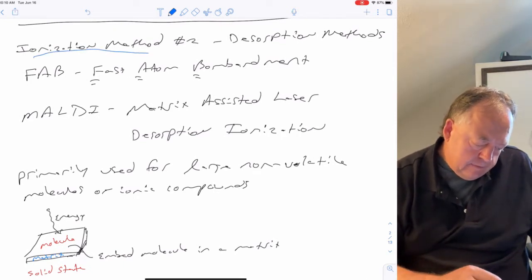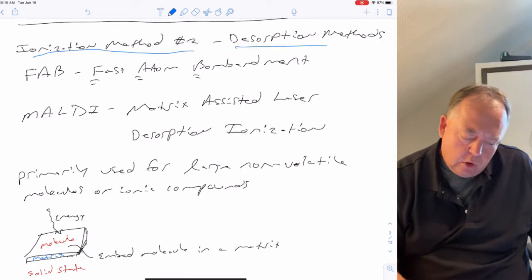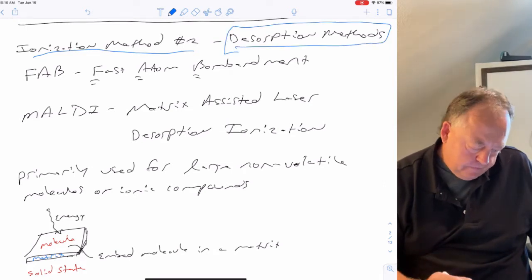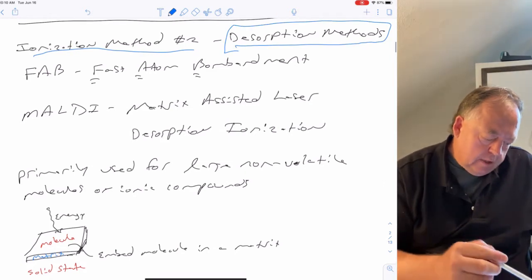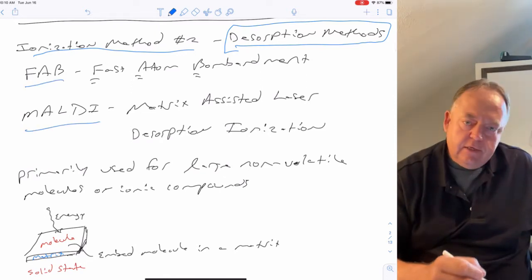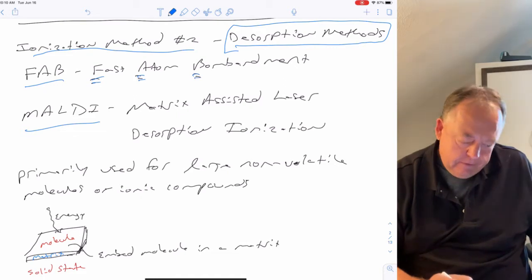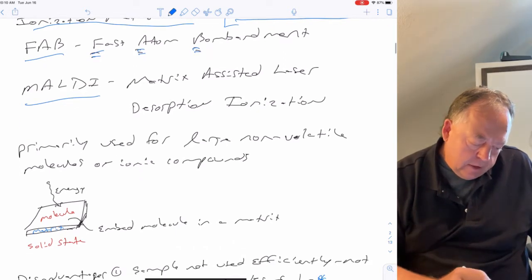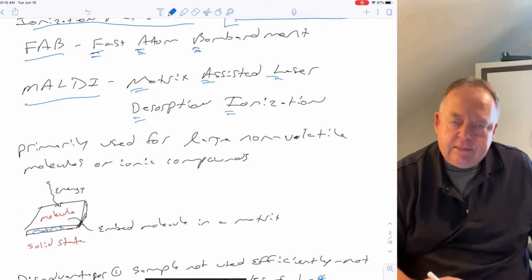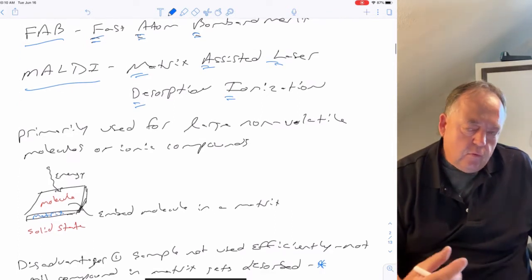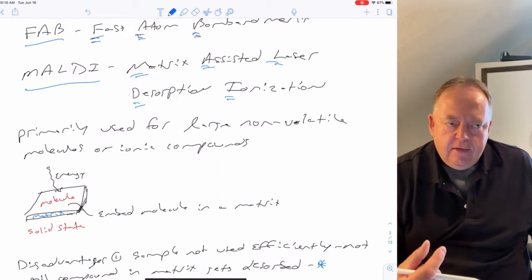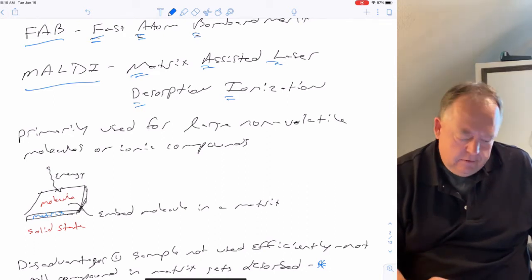The ionization method number 2 that we'll look at are what are called desorption methods. We'll look at 2: what's known as FAB and MALDI. FAB is just an acronym that stands for fast atom bombardment. And MALDI is an acronym that stands for matrix assisted laser desorption ionization. So they're just 2 different ways to get your molecule ionized in the gas phase.